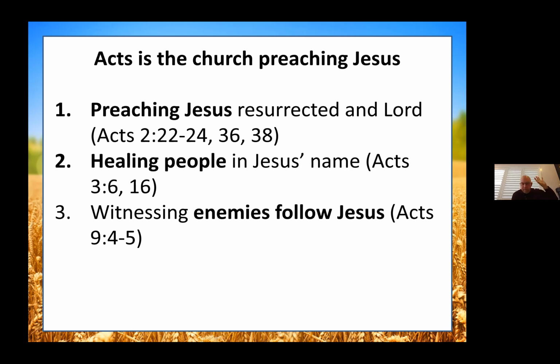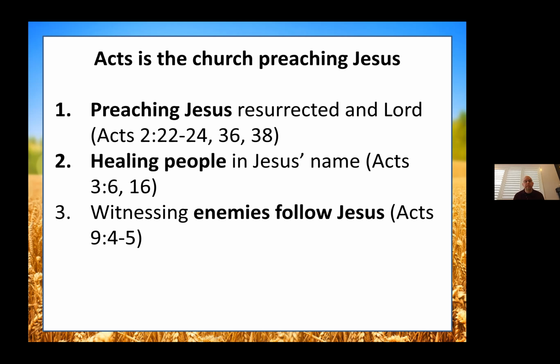When they totally changed their mind and agreed with God and believed in his Son, they were forgiven. They received the Holy Spirit. And then as an act of obedience, they were baptized. They also healed people. They were given the ability to heal, but they did it in Jesus' name. And you see that in Acts chapter 3. We won't look at that particular verse.